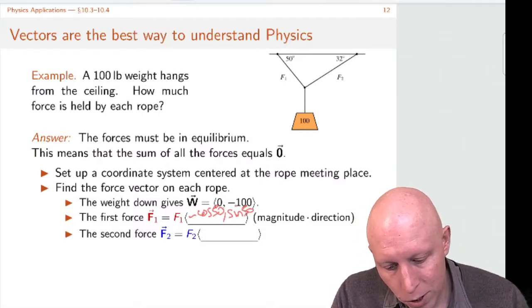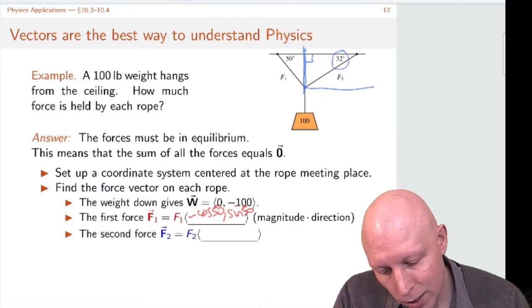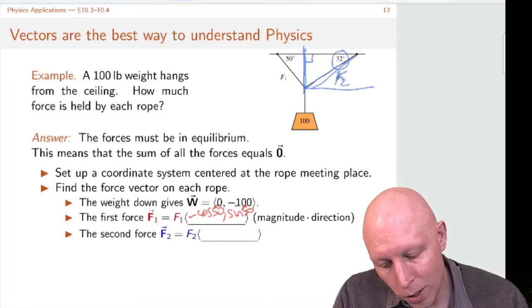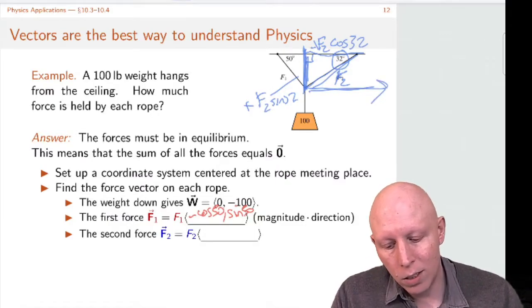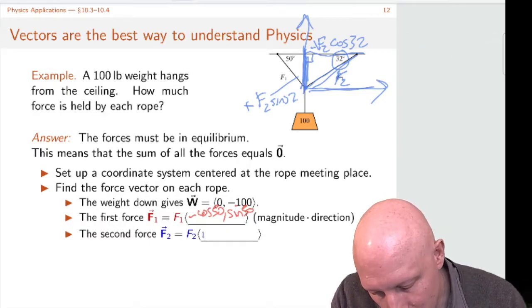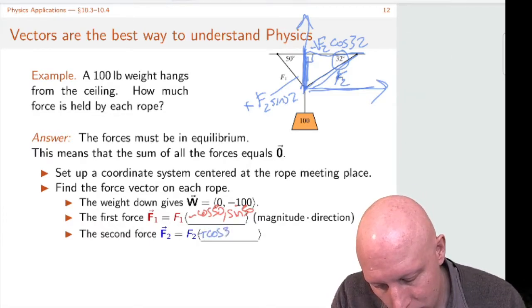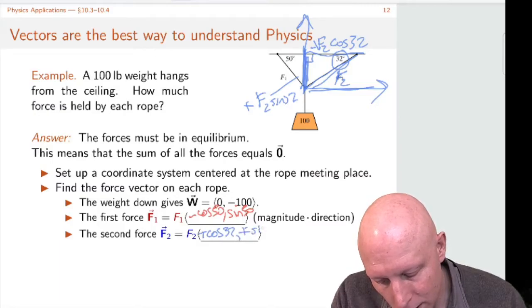And now let's do this for F2. For F2, we have a vector, we have our triangle, and we see that the 32 degrees is here. The hypotenuse has value F2. So again, this is the adjacent, so that gives us the cosine. So this is F2 cosine of 32, and this is F2 sine of 32. But in this case, they're both positive values because it's in the positive x direction and in the positive y direction. So we have positive cosine of 32, comma, positive sine of 32.